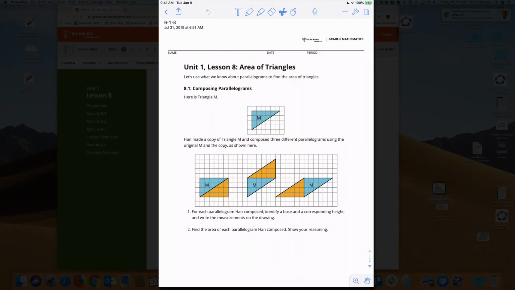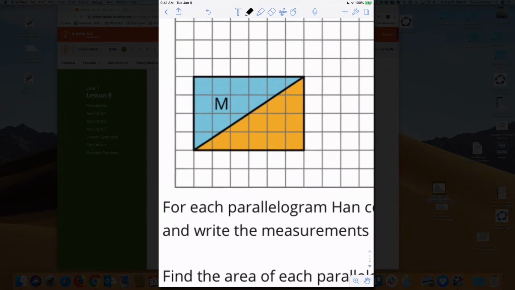So let's get started. We're going to begin with just a warm-up, composing some parallelograms. Right here, we've got this wonderful little triangle M. It says Han has made a copy of triangle M, and he's composing a bunch of different parallelograms. We have to find the base and the corresponding height for each of these, and then we're going to find the area. All right, so let's zoom in.